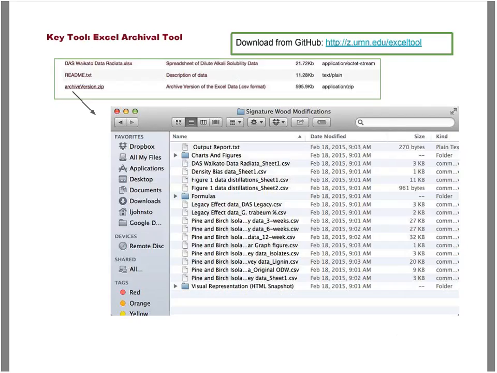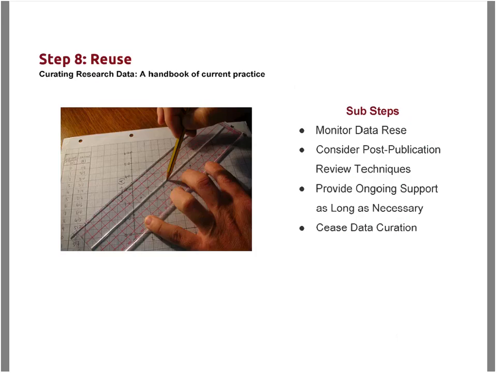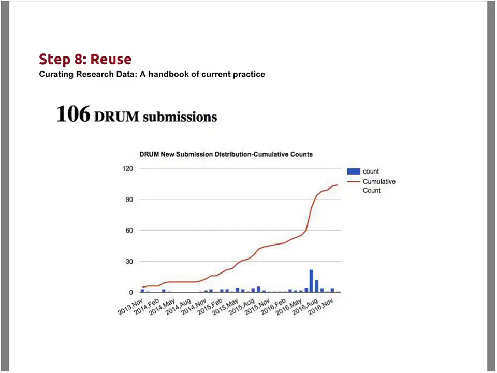This is where we're monitoring the use of our data sets and hopefully providing impact measures back to our users and to our researchers. And then we're really including support as long as necessary for the data. So just an example of some of the statistics for DRUM.